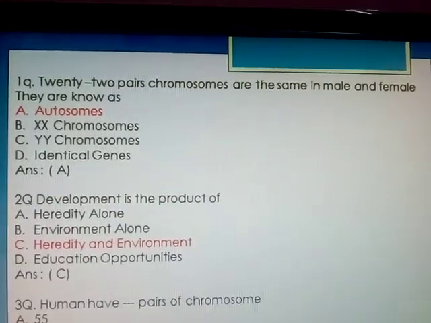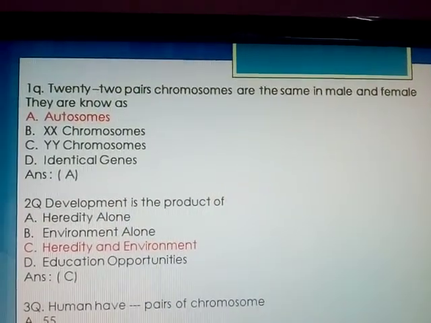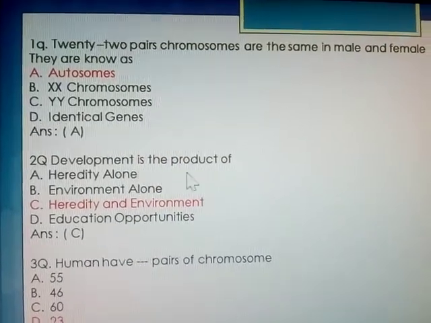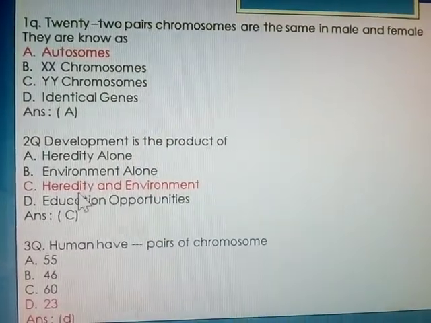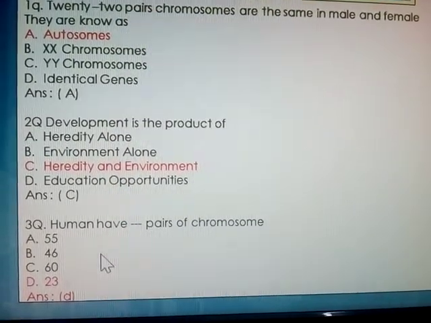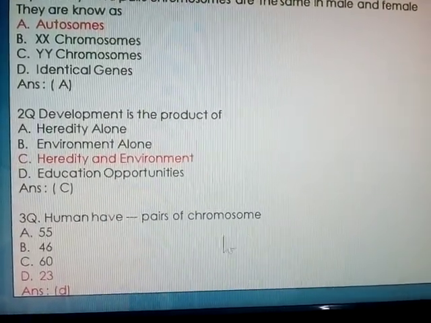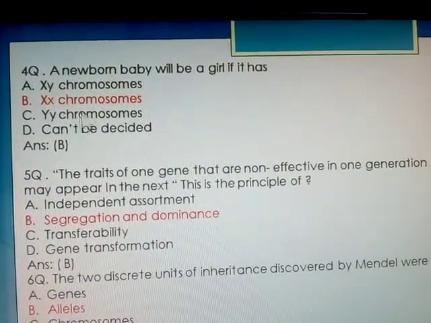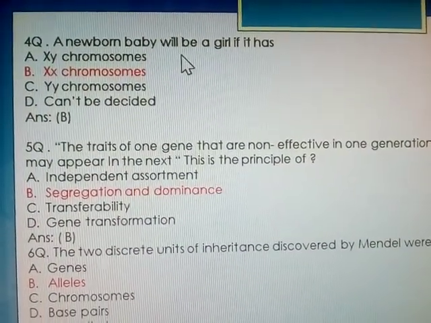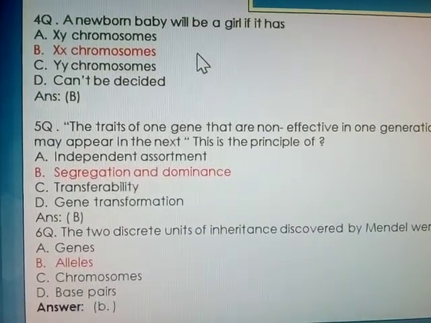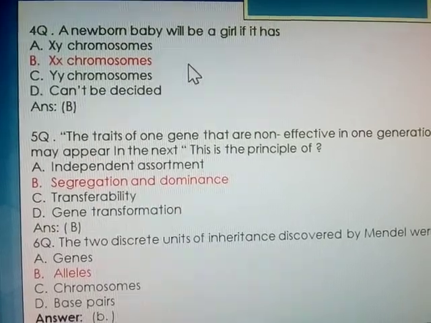Chromosomes: the same male or female, they are known as XX chromosomes. Development is the product of heredity and environment. Answer, heredity and environment. Humans have 23 pairs of chromosomes. Answer is 23. If the baby in vitro will be a girl, it has XX chromosomes.